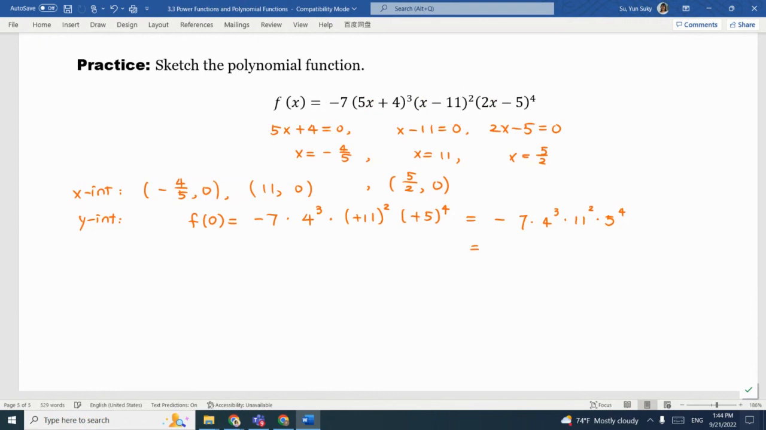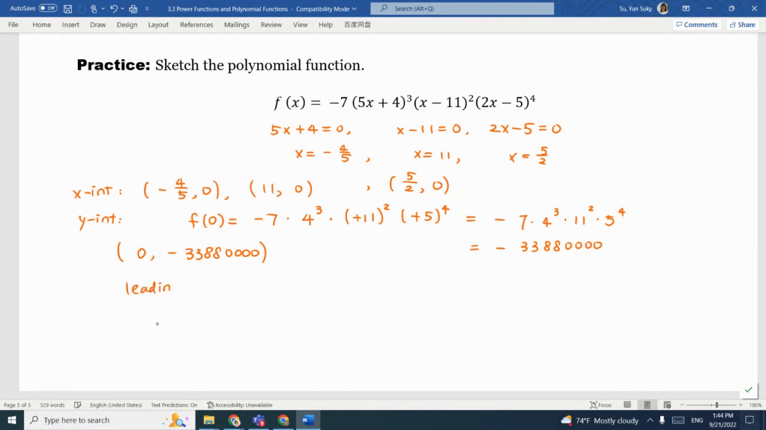Big number. So in your exam, you can use your calculator. So what do you get? Our y-intercept is 0, comma, this crazy number. Is that okay, everybody?